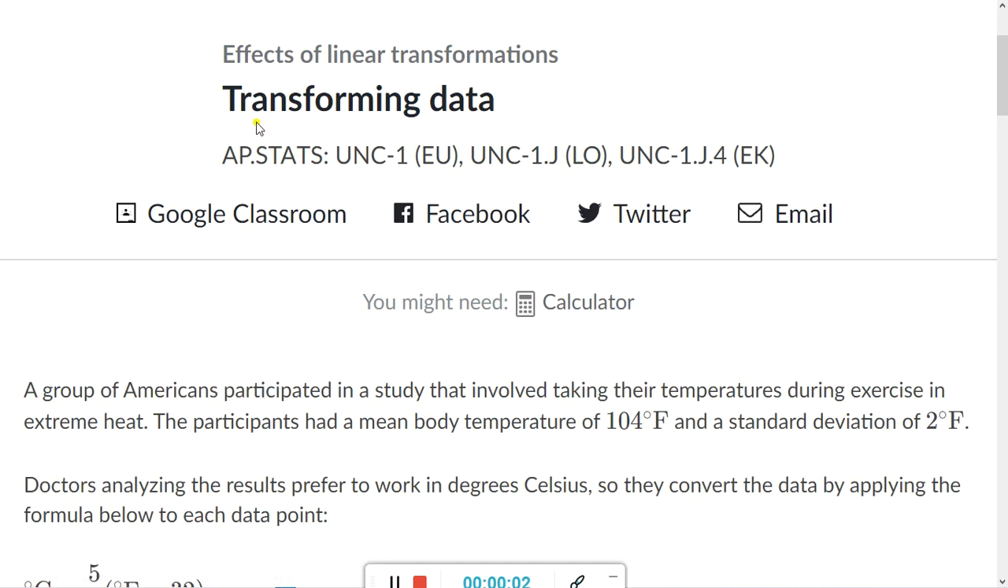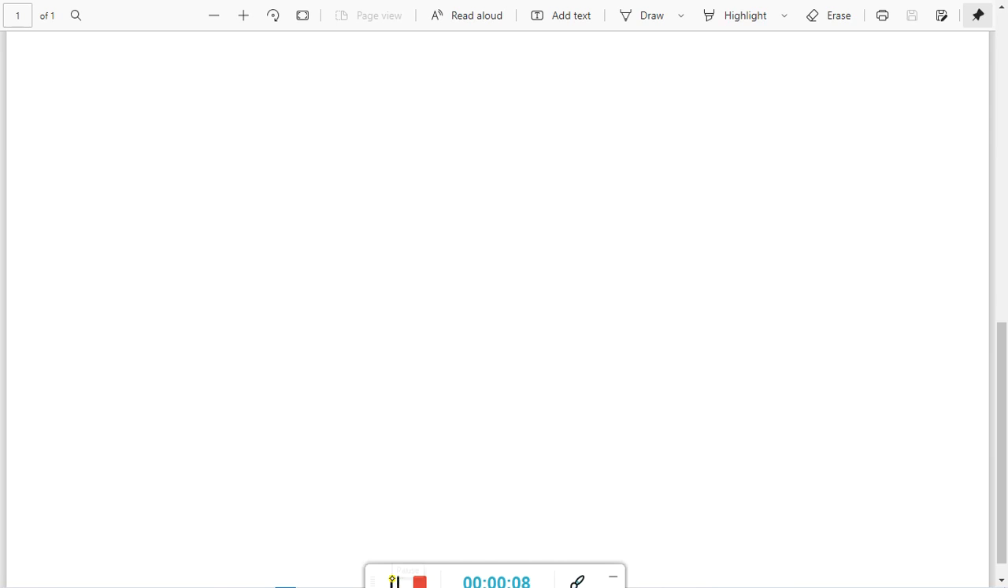This will be for the Econ Assignment, transforming data. Okay, I would like to give you some notes first. All right, so the examples I'm going to use are going to be with a normal distribution curve.